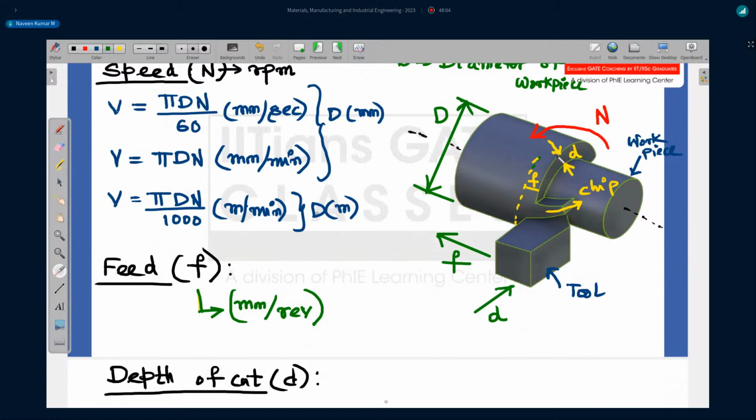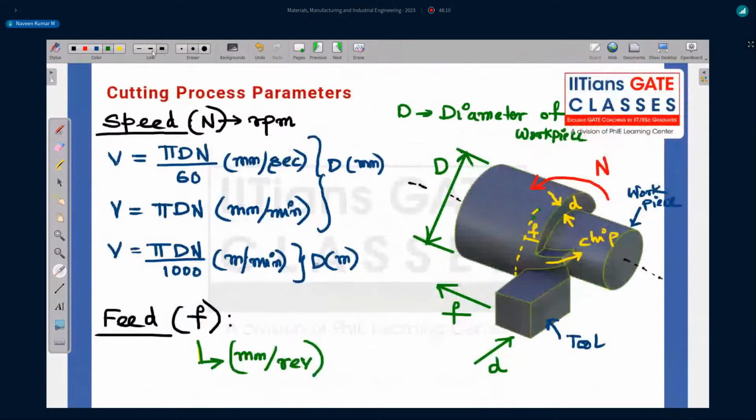Sometimes the unmachined surface is also known as the atmospheric surface. Okay, so let me write that here. To make you understand, let me take another ink here. This is the atmospheric surface, and this is the machined surface. So the perpendicular distance between the atmospheric or unmachined surface and the machined surface is known as depth of cut.